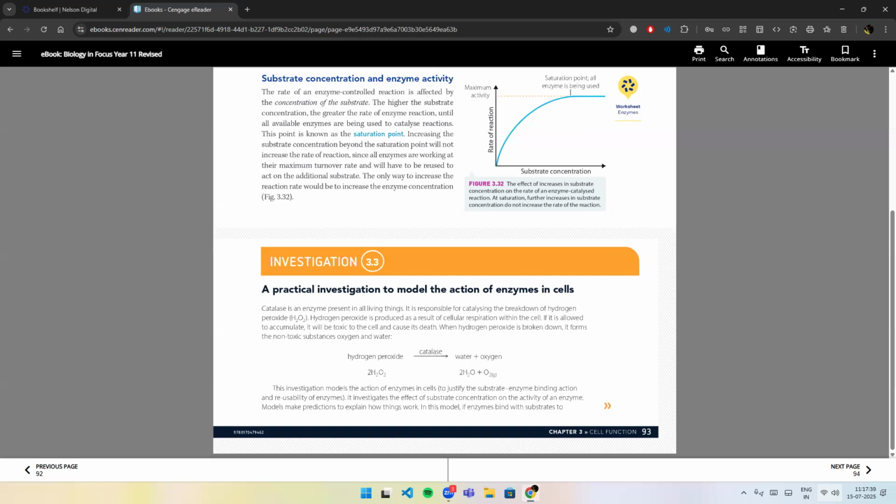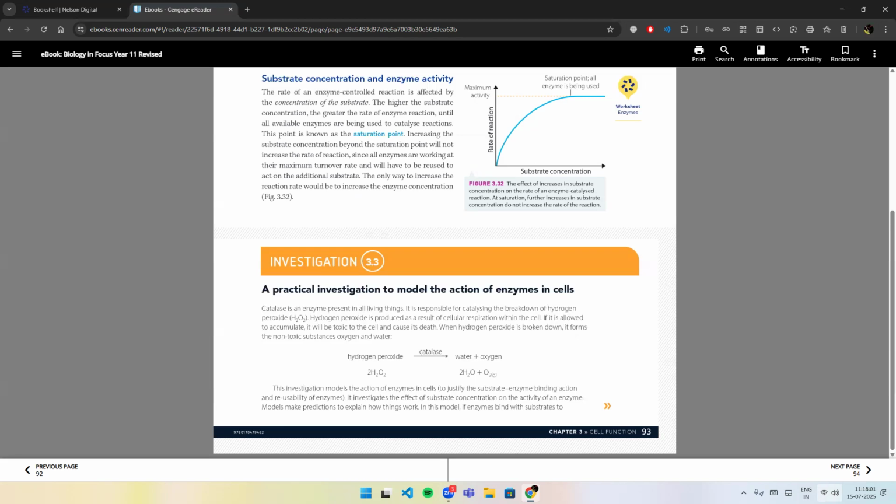Increasing the substrate concentration beyond the saturation point will not increase the rate of reaction, since all enzymes are working at their maximum turnover rate and will have to be reused to act on the additional substrate. The only way to increase the reaction rate would be to increase the enzyme concentration.